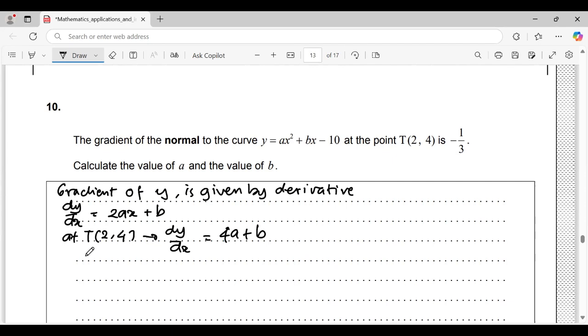The gradient of the normal to the curve is perpendicular to the gradient of the tangent. So if perpendicular, it means we can write 4a plus b, dy/dx, times the gradient of the normal, minus 1/3, equals minus 1 because perpendicular. So it means this equation becomes 4a plus b equal 3. This is the first equation.